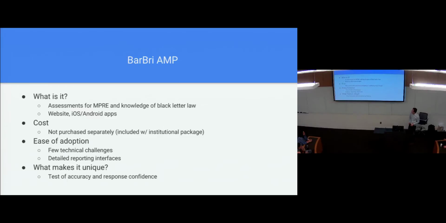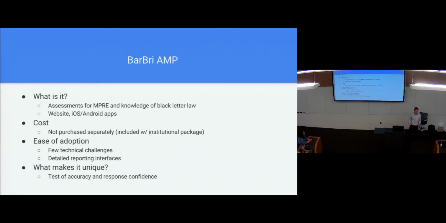And so the last tool that we're going to talk about here today is Barbri AMP, which, to distinguish it from Perceptive, is first of all basic knowledge and recall, where Perceptive is doing a lot of work with student feedback and information like that. It was emphasized to me when I was looking at this that it's really all about basic recall of MPRE practice tests and black letter law. It has a very interesting way of providing feedback, though, and I thought that was important to mention.